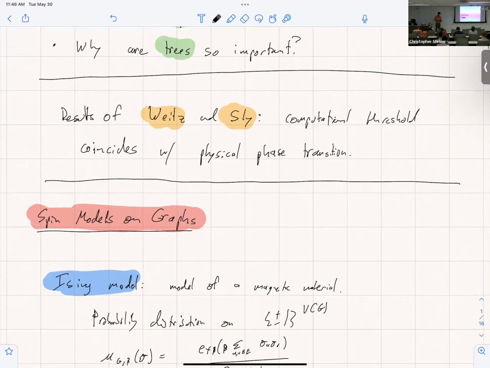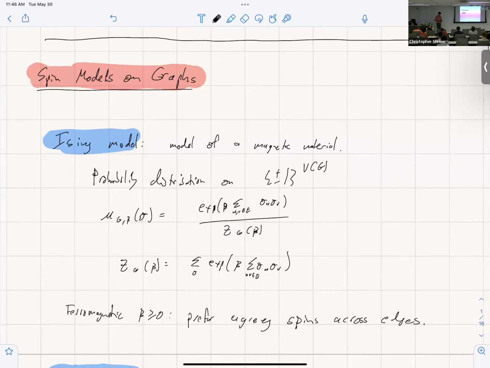But really, I want this to be introductory, so please do interrupt me as I go and ask questions. I purposely wrote with my usual handwriting, so you have to ask questions as the talk goes on. That's intentional. Okay, so spin models on graphs.